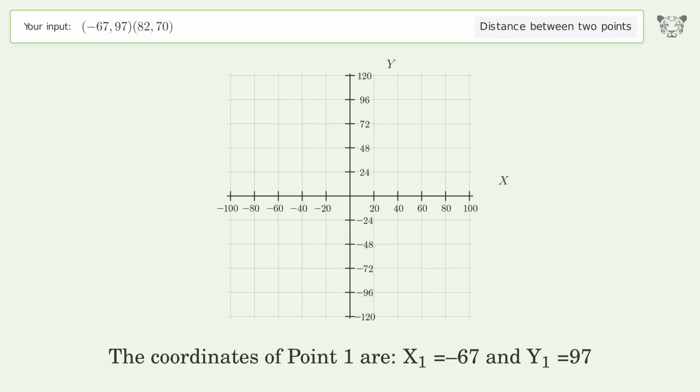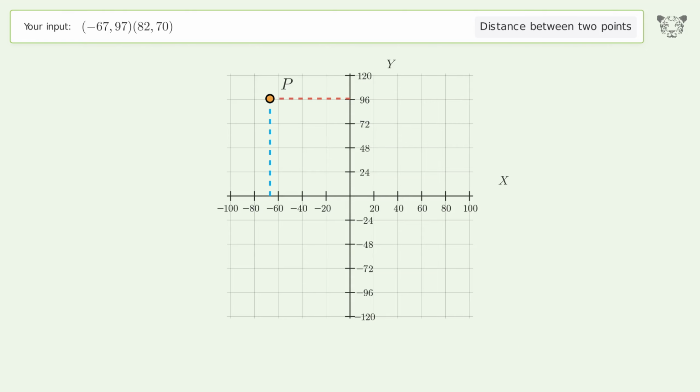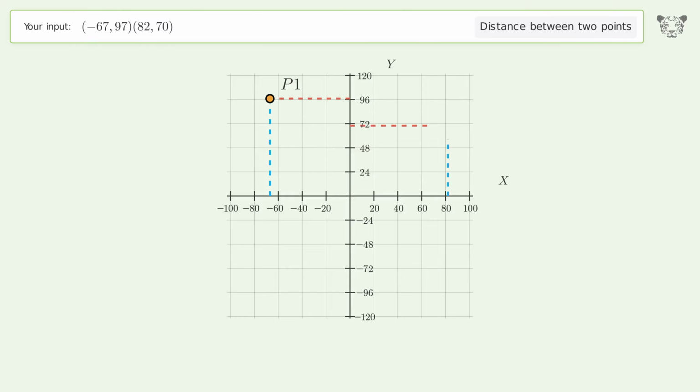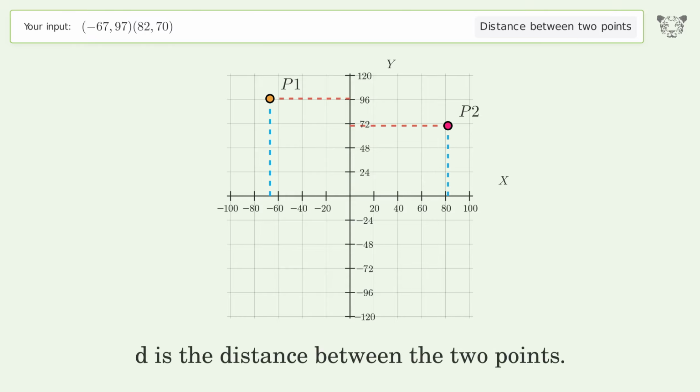The coordinates of point 1 are, x1 equals -67 and y1 equals 97. The coordinates of point 2 are, x2 equals 82 and y2 equals 70. D is the distance between the 2 points.